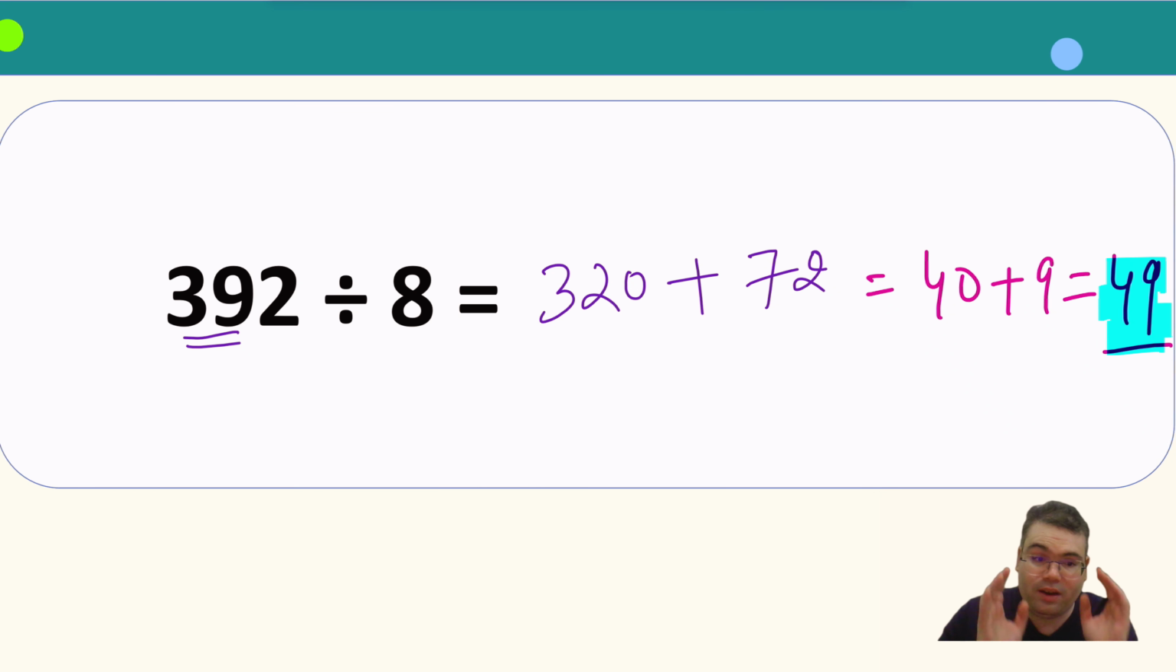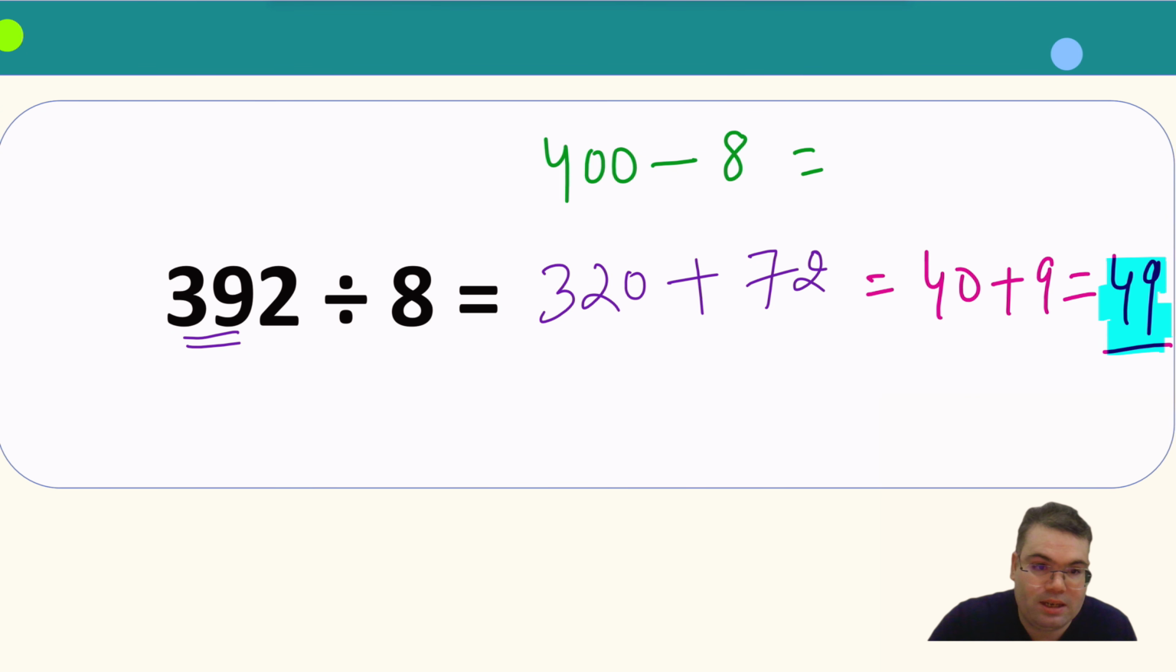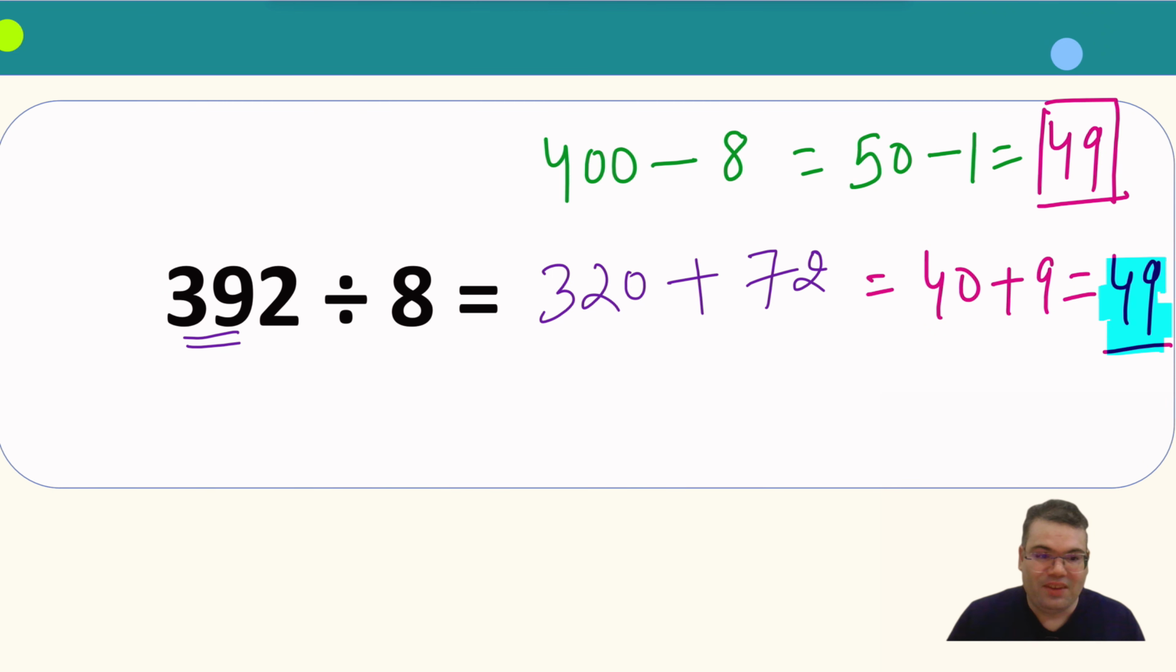Here there is another way of doing this question as well. For example, 392. 8 times 5 is 40. Okay. So can we just write it as 400? Now from 392 we need to take away 8. So 400 take away 8. Now 400 divided by 8 is 50 and 8 divided by 8 is 1. So 50 take away 1 is 49. Okay. So both of them are correct. You can break in either way.